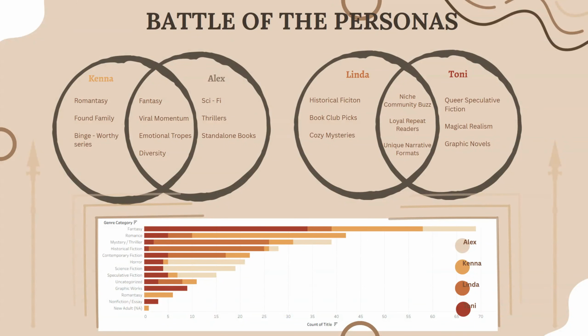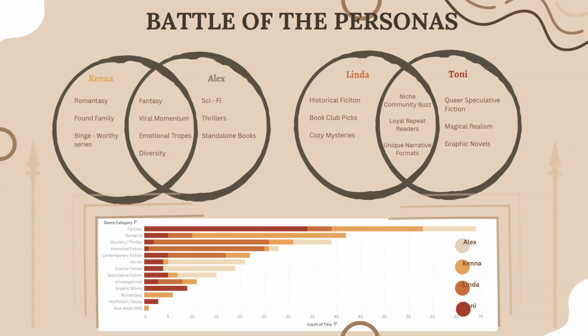On the left, you can see how Kenna and Alex both engage with high emotion content and books that go viral, but their feeds split sharply by genre: romantasy and found family for Kenna versus sci-fi, thrillers, and standalone reads for Alex. On the right, Tony and Linda may seem like complete opposites: queer alt-lit versus cozy book club fiction, but they actually share a preference for character-driven stories and niche community buzz. Even though their tastes differ, both Tony and Linda are fans of under-the-radar books, especially ones from indie publishers or told in creative formats.